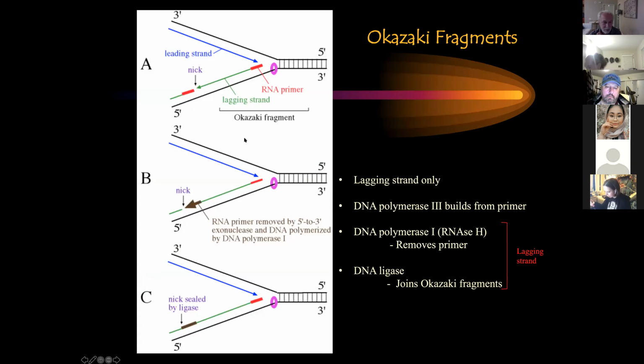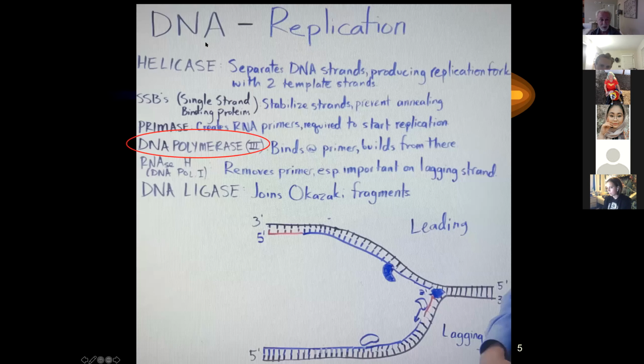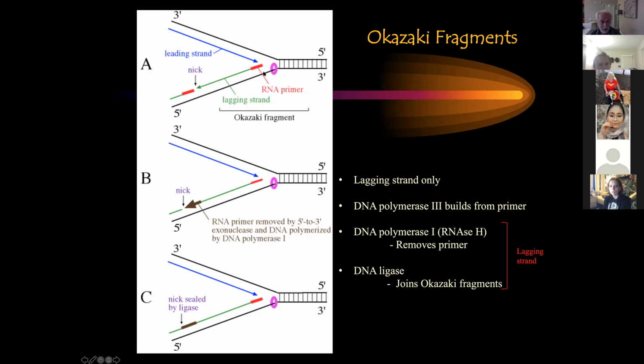I've included a couple of diagrams of the lagging strand because, in contrast to the leading strand, the lagging strand replication is quite complicated. And as the man said, it involves laying down new primers. The leading strand only needs one primer for the whole molecule. The lagging strand needs a primer every short distance.